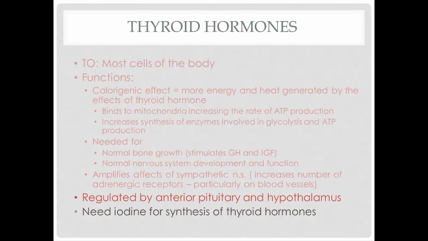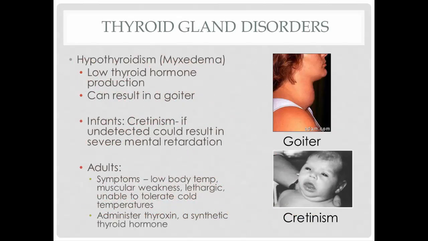Thyroid hormone is regulated by the anterior pituitary and hypothalamus. You'll want to look back on its regulation in the hypothalamic pituitary axis lecture. And then finally, the thyroid hormone is made using iodine. So if we don't have iodine in our diet, we can't synthesize thyroid hormone.